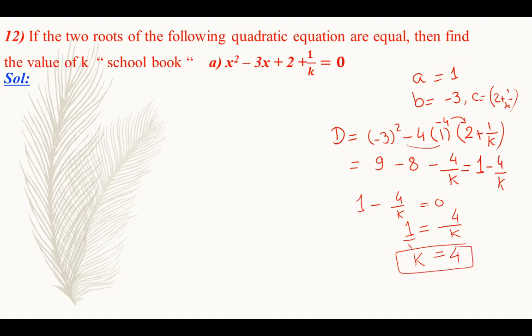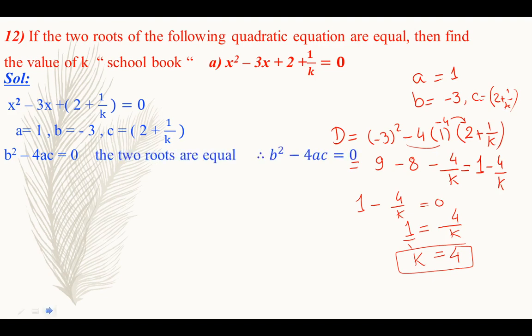Okay? Let's solve it again by using the PowerPoint very quickly. Here we write the quadratic equation in the standard form. a equals 1, b equals negative 3, c equals 2 plus 1 over k. The discriminant b² − 4ac equals 0, because in this example the quadratic equation has two equal roots. So the discriminant equals 0.